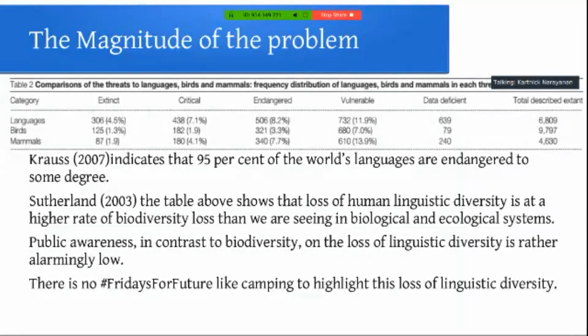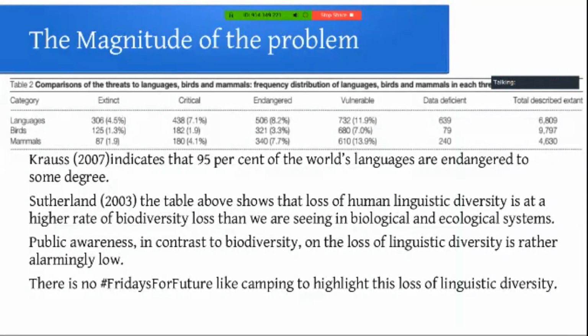Now, even though the loss is much higher than what is seen in biological and ecological systems, there is not a lot of public awareness on language endangerment. We see a lot of protests to save the environment. We see a lot of protests against climate change, but we do not have anything like Fridays for Future. We do not have a Fridays for Language campaign to highlight the loss of linguistic diversity. So that's the problem. One, the magnitude of loss is much higher, and on the other side, there is not a lot of public awareness on this.